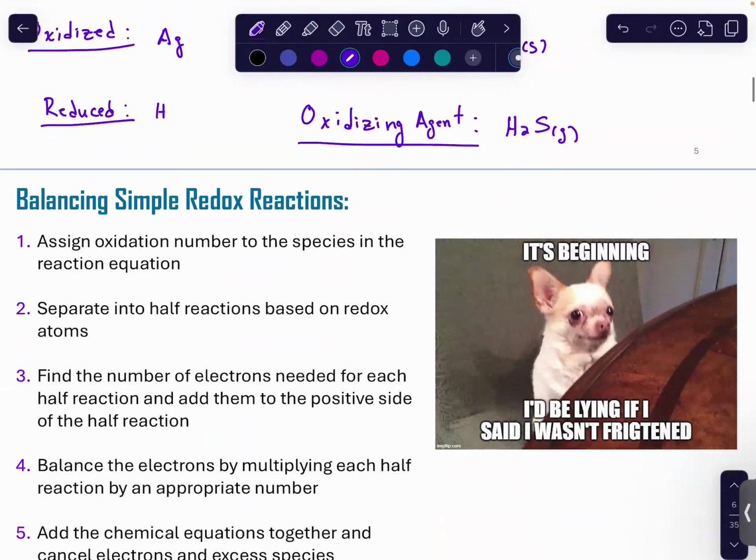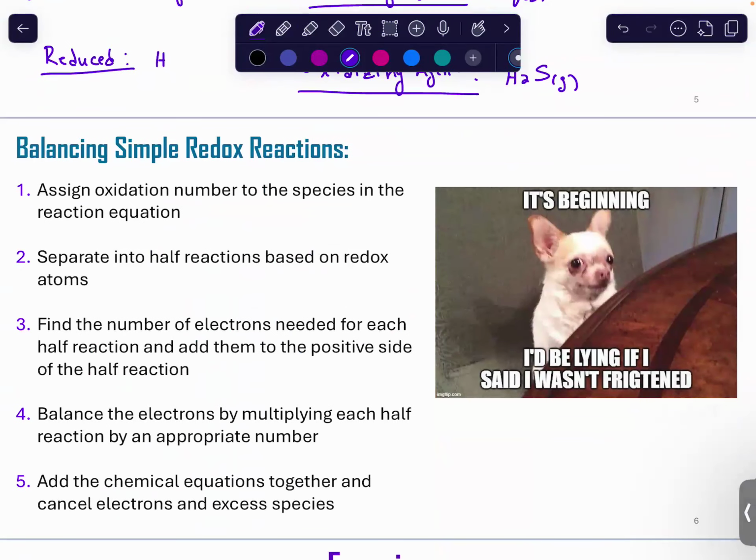Okay. Simple redox balancing. And for all of these, I've given you lists of rules, or lists of steps. Until you get used to them, I would try to follow the steps.